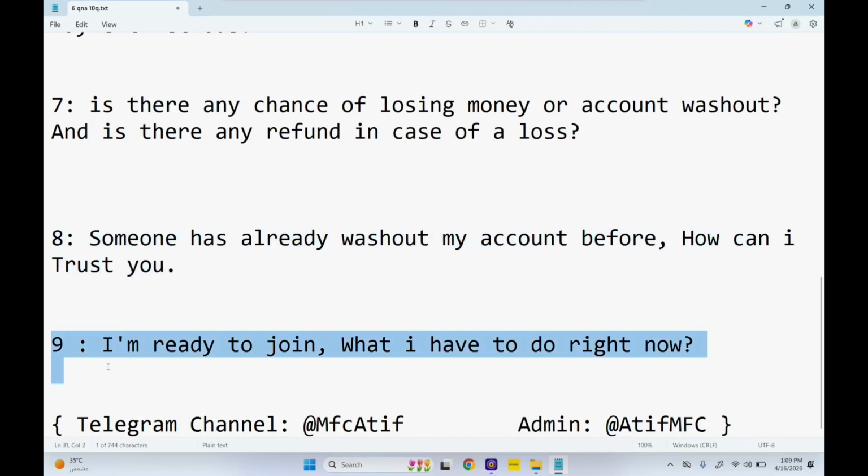The question number 9 is the last question, and the question is, I am ready to join. What do I have to do right now? So guys, if you are interested or ready to join our account management service, you should have a real MT5 account on any trusted broker with the minimum deposit of $500. Just send me the login details of your MT5 account in my Telegram inbox so we can start.